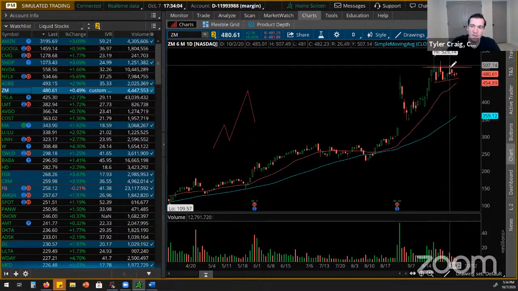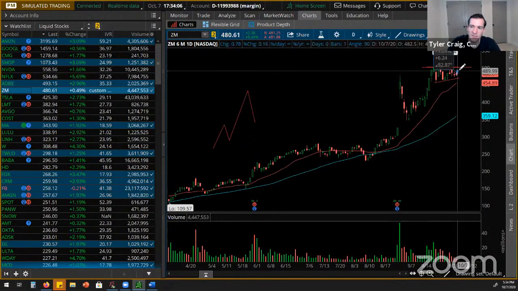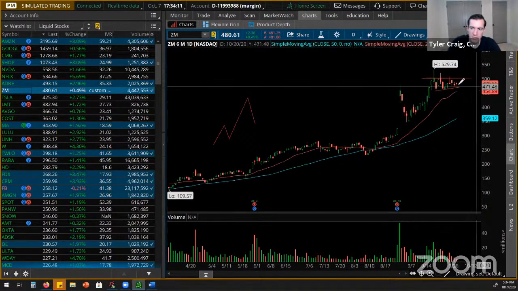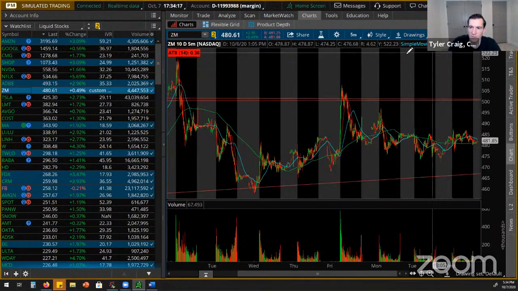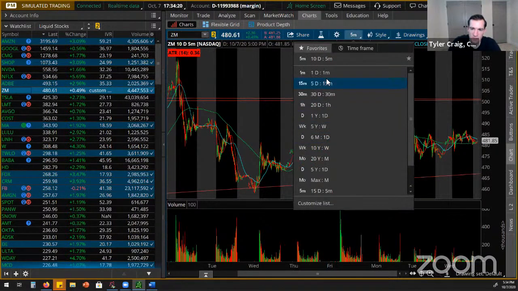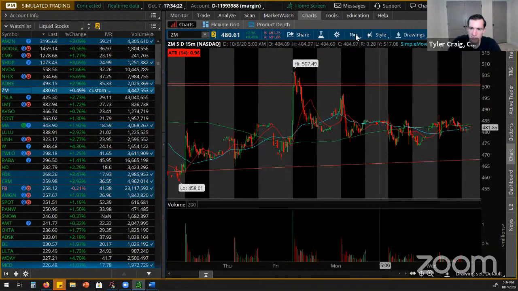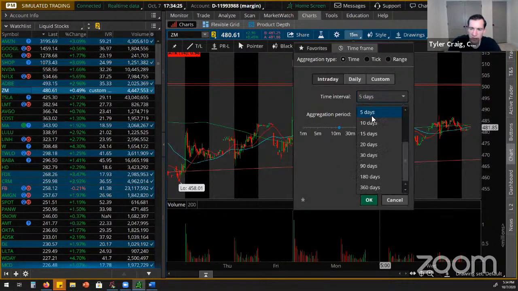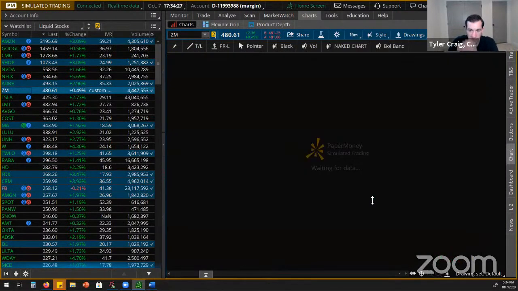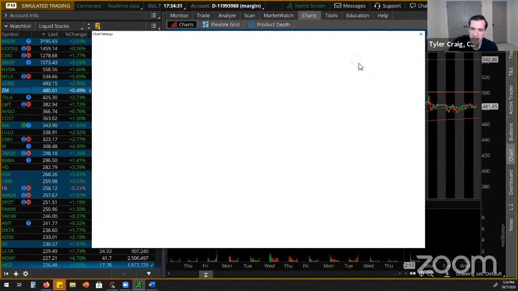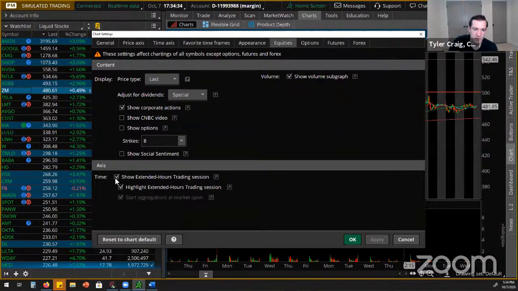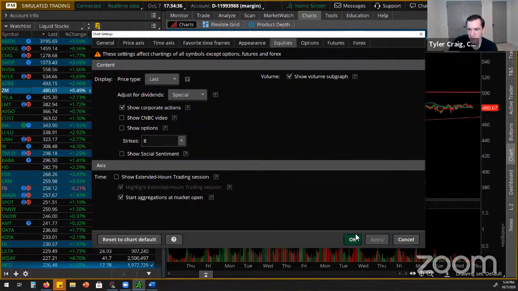And hopefully not end up being a wick where it goes up, gets me in, and then comes back down. I'm hoping that doesn't happen. But you've got a whole number at 500. That's kind of been the high for the last 2 weeks. I could fine tune it and go to an intraday chart if I wanted to, like a 5-day, 15-minute, or maybe even a 15-day, 15-minute. Take out the after hours: go to style and settings, equities, uncheck the extended hours.